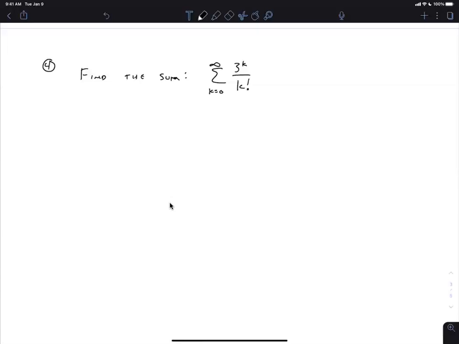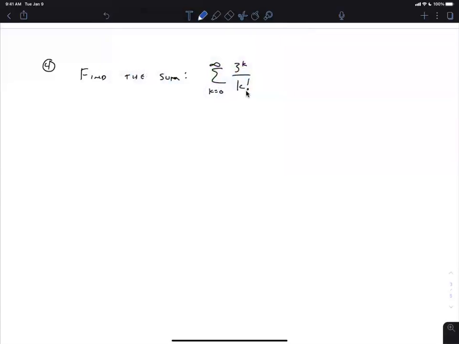And so the only series that we have learned to find the sum of at this point are geometric and telescoping. And it's pretty quick to notice it's for sure not telescoping and it's not geometric because of that k factorial. So then there has to be another way to do it.